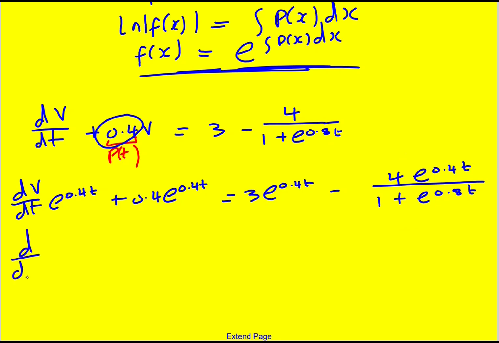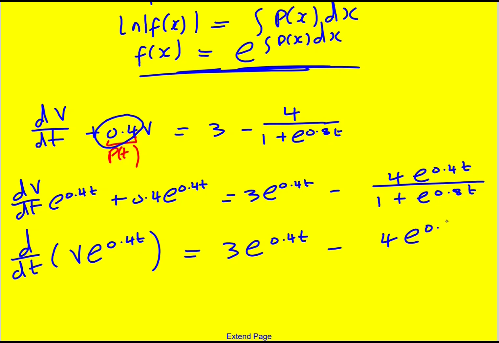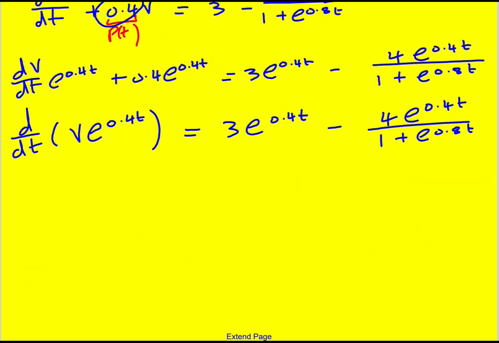So I can now write down that d by dt of v times e to the 0.4t, this is precisely what we get by times by that integration factor, because I can bring it together like this, is equal to 3e to the 0.4t minus 4e to the 0.4t over 1 plus e to the 0.8t. And I can now integrate both sides with respect to t. The left-hand side is going to become v e to the 0.4t, because I'm just undoing the derivative, it takes us back to v e to the 0.4t.